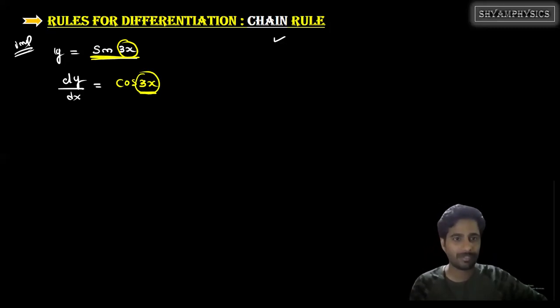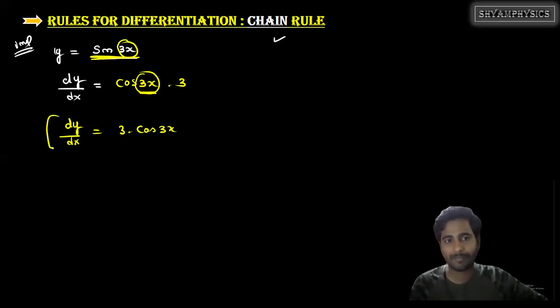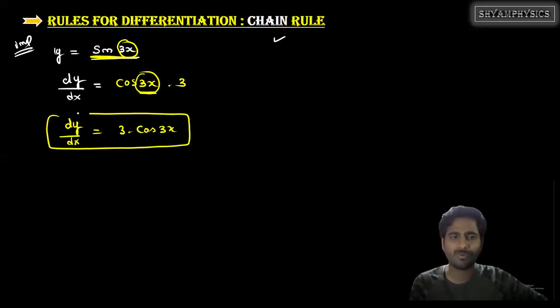This is actually the chain rule. Now, differentiation of 3x is 3, right? 3 only. If you take the constant 3 outside, d by dx of x means 1. So what is the answer you got? dy by dx is equal to 3 times cos 3x. If you're not understanding, no problem. We'll discuss 2 more questions. Until you understand, we'll discuss.